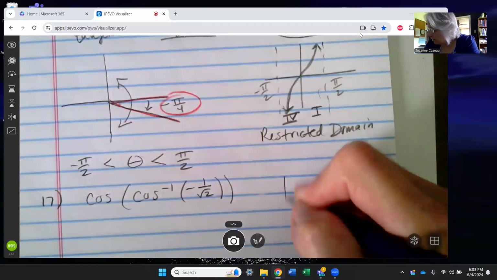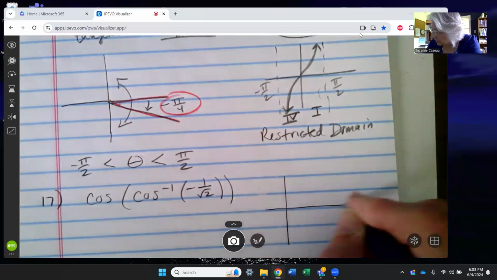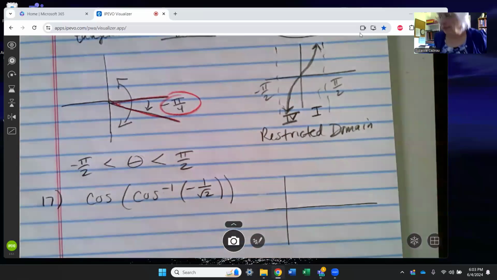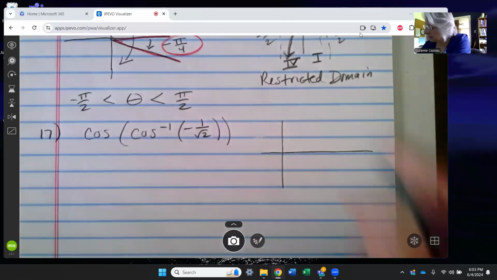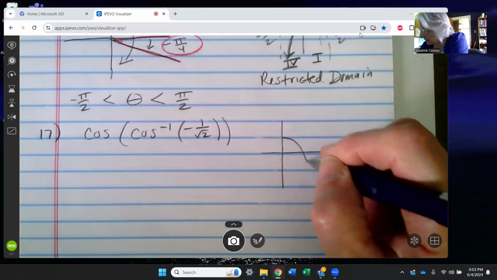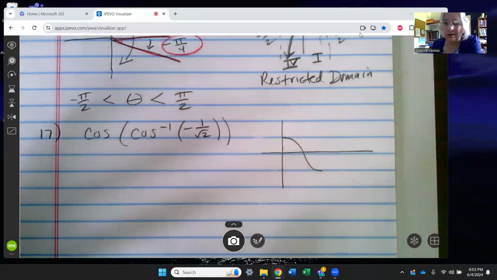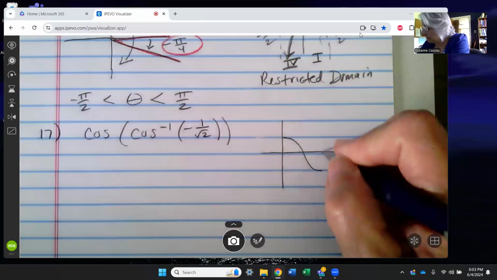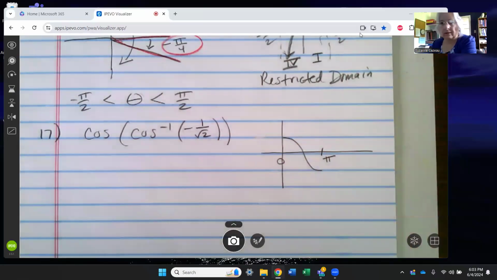So if I have the cosine, you know what the cosine looks like? It looks like this, and then it starts to go up, right? But you need to restrict that domain in order for it to be a one-to-one function. If it's not a one-to-one function, then the inverse doesn't exist, right? So I can only go from 0 to pi, right?